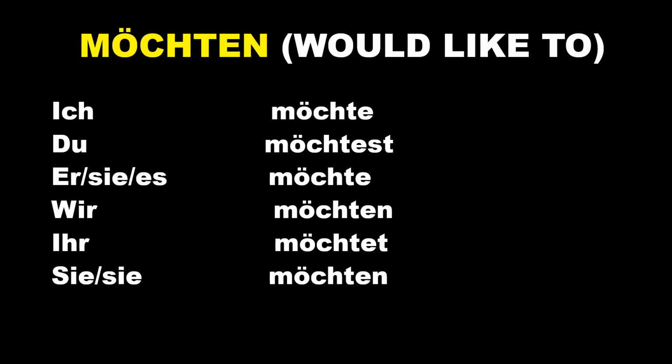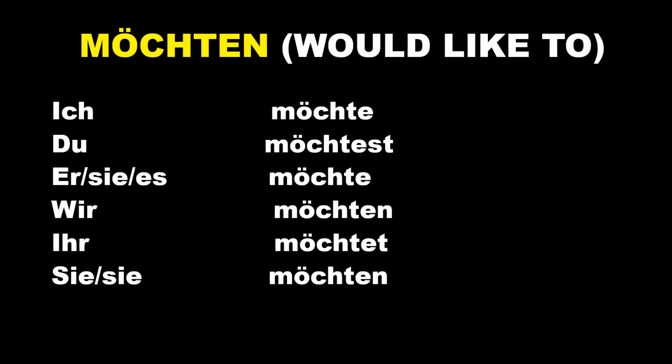Now, how to conjugate the verb MÖCHTEN? Ich möchte, du möchtest, sie es möchte. Again the same form like ich und sie es. Wir möchten, ihr möchtet, sie möchten. Once again, along with me. Ich möchte, du möchtest, sie es möchte, wir möchten, ihr möchtet, sie möchten. That is how we conjugate the verb möchten.